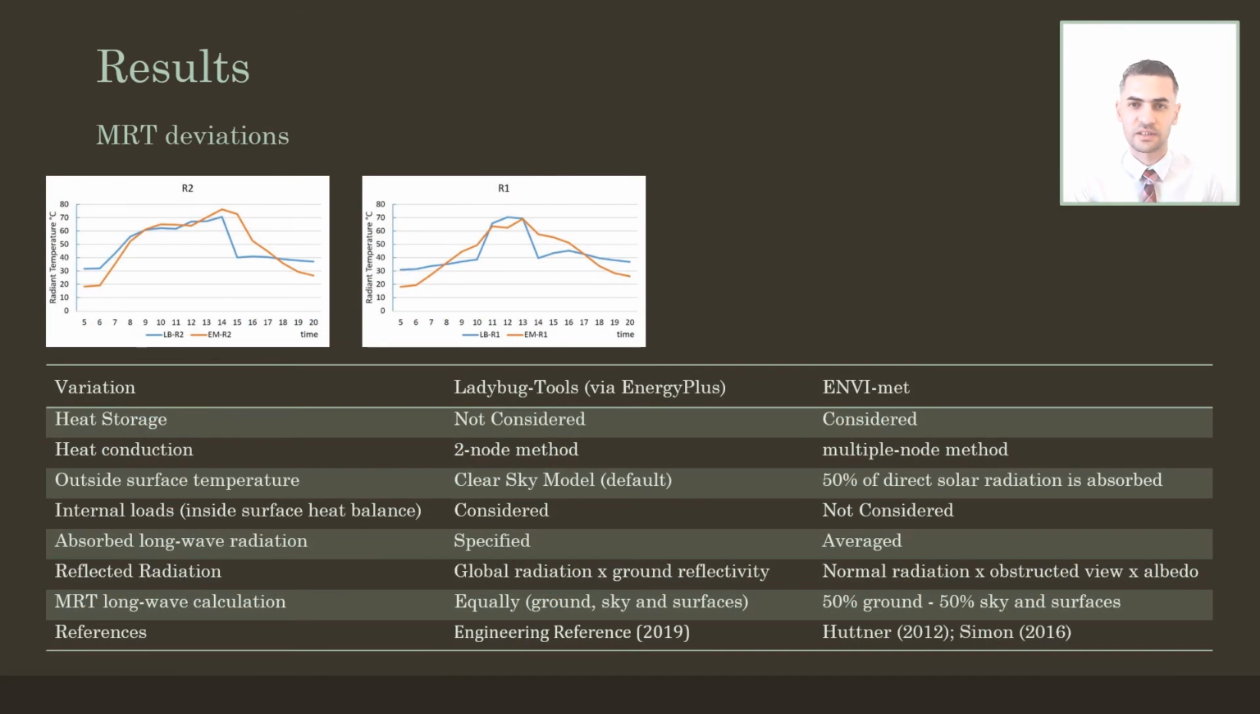The reasons for these deviations were examined and a number of variations were highlighted. For instance, in terms of how each model processes the heat conduction, storage, and the amount of absorbed shortwave and longwave radiation. Most importantly, the reflected radiation in the Ladybug Tools is defined with reference to the global horizontal radiation, which is confined to the diffuse component during the solar beam obstruction. This was the reason for the sudden leaps and plummets, as in those cases shown.